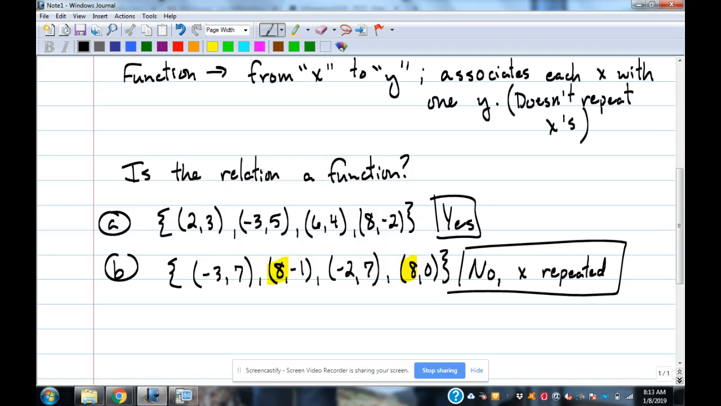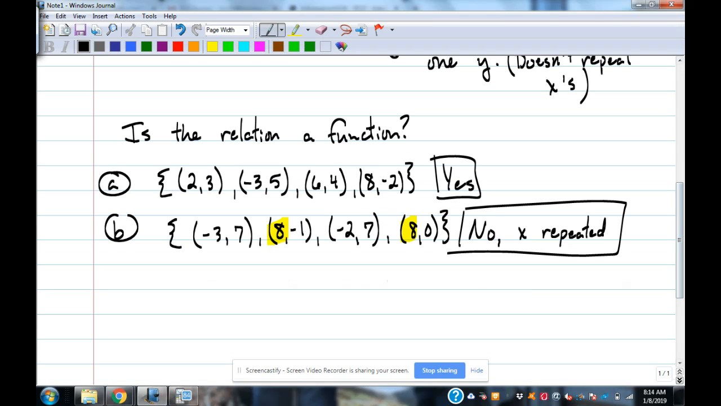Later on, we'll talk about things called one-to-one functions. In one-to-one functions, it's one x to one y, so it has to be 1-to-1. You can't repeat y's when it's a one-to-one function. So this is just a regular function. X's can't repeat. It's okay if y's repeat. But when we talk about one-to-one functions later on, there's rules about the y values for them.